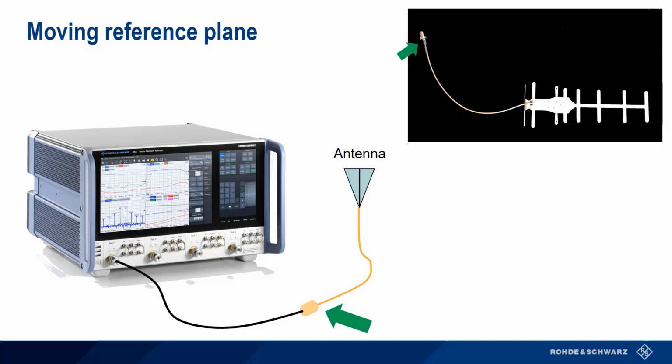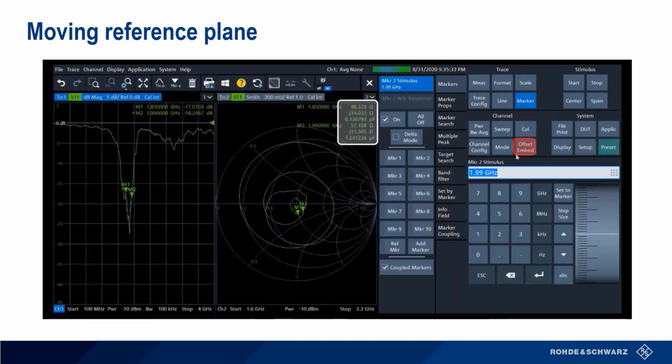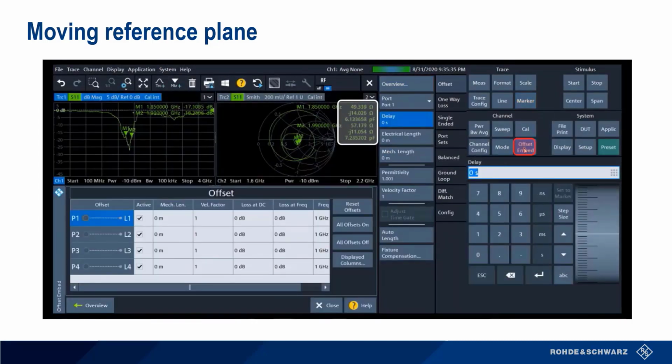A VNA allows you to electrically move the measurement plane to the antenna-driven element, which changes the resulting impedance. Here we use the offset embed function to accomplish this, and you can see how it impacts the impedance at the markers.